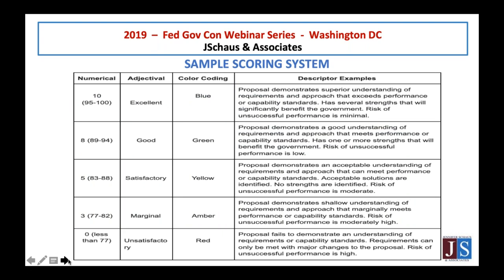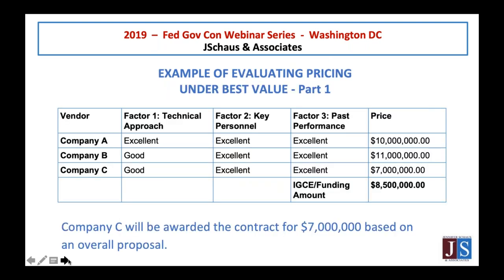And so this is an example of a scoring system. I have the numerical, the adjective, and the color coding, and then you'll find a description of what it is. You'll see this, like I said, in Section M of the RFQ. Next slide. Okay, so here I have an example of evaluating under best value. Let's say I was a contracting officer, and I received three proposals from company A, company B, and company C. So this is the way it works.